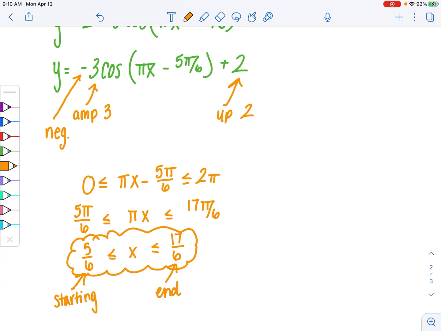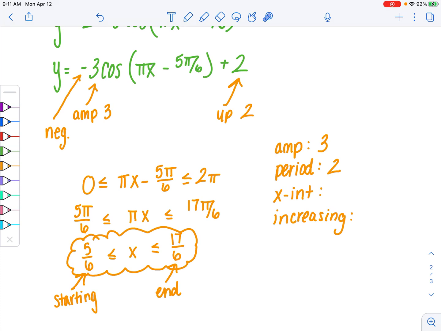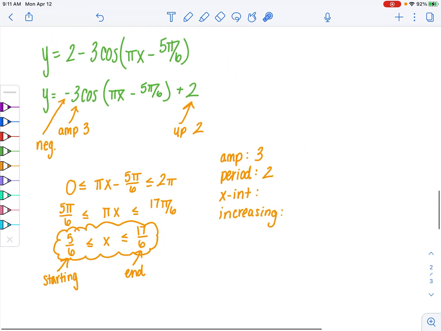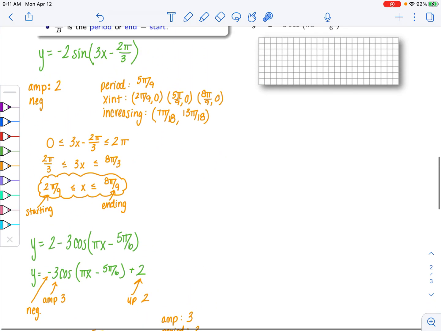So let's get some information down. My amplitude is 3, based on what I wrote right here. My period is now between 5/6 and 17/6. That difference is 2. I need to find my x-intercepts, which we will find from our graph, and where it is increasing, which will also be found from our graph. Now that we have our starting and ending value and our amplitude, we can start graphing this. So let's go back to our graph.